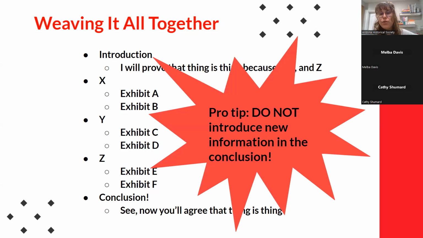Do not introduce new information in your conclusion. If you have new information to say, find somewhere to put it in your body paragraphs. Do not introduce new information in your conclusion. Your conclusion is really just tying all the things together, tying up the ends, putting a pretty bow on it, making sure that your reader, if they don't agree with you, at the very least, they can see where you're coming from.